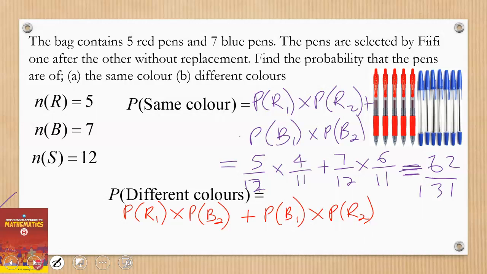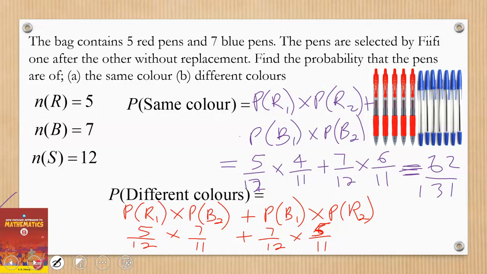So the first one being red means 5 on 12 times second being blue means 7 on 11, plus first being blue means 7 on 12 times second being red means 5 on 11. No, rather blue. So red is 5 rather on 11.